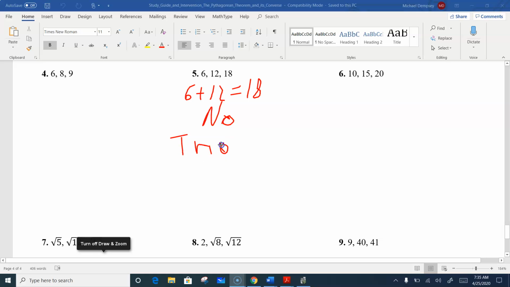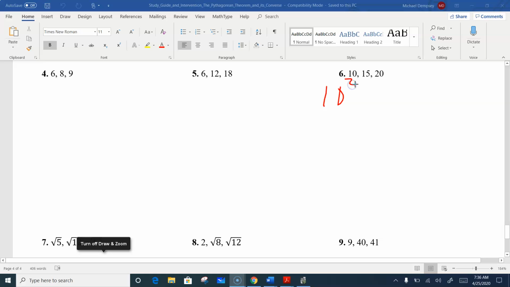Remember, that has to equal bigger than 18. It can be 18.0001, but it has to be bigger than it, okay? So this would give us no triangle. We don't bother with that one. Okay, so 10 plus 15, 25. We're going to be good there.